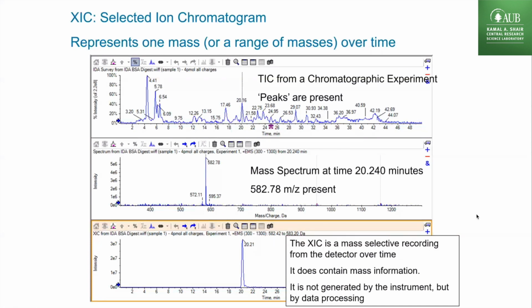So that's how the data works. We're going to be looking at a lot of total ion chromatograms, a lot of mass spectra, a lot of selected ion chromatograms when we go into the data analysis.